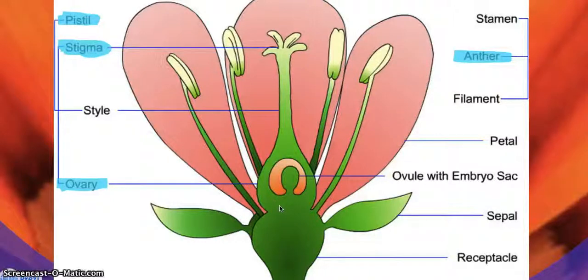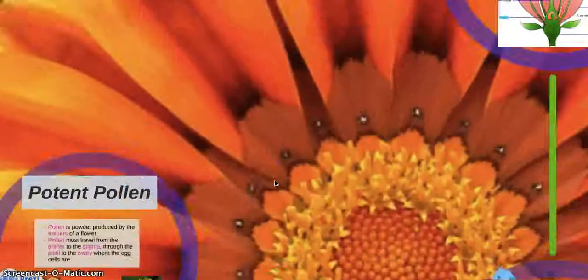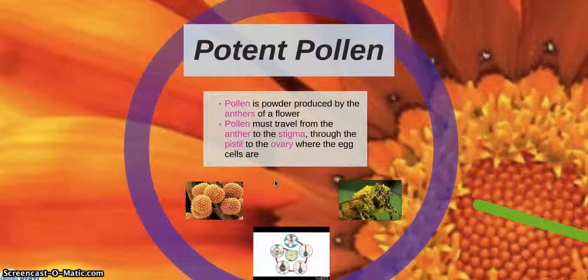So pollination is the way that pollen gets from the anther to the pistil, down the pistil to the ovary where the egg cells are, and when pollen meets egg, that's when a seed is formed. So let's talk about this potent pollen a little bit more because it seems to be pretty important. Pollen is powder produced by the anthers of a flower, which we just saw in the diagram.